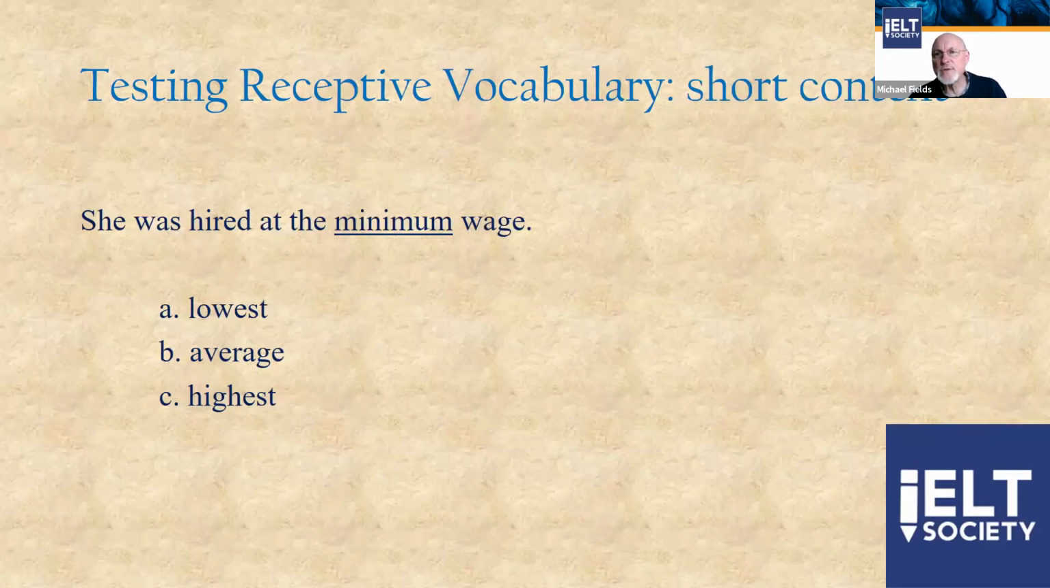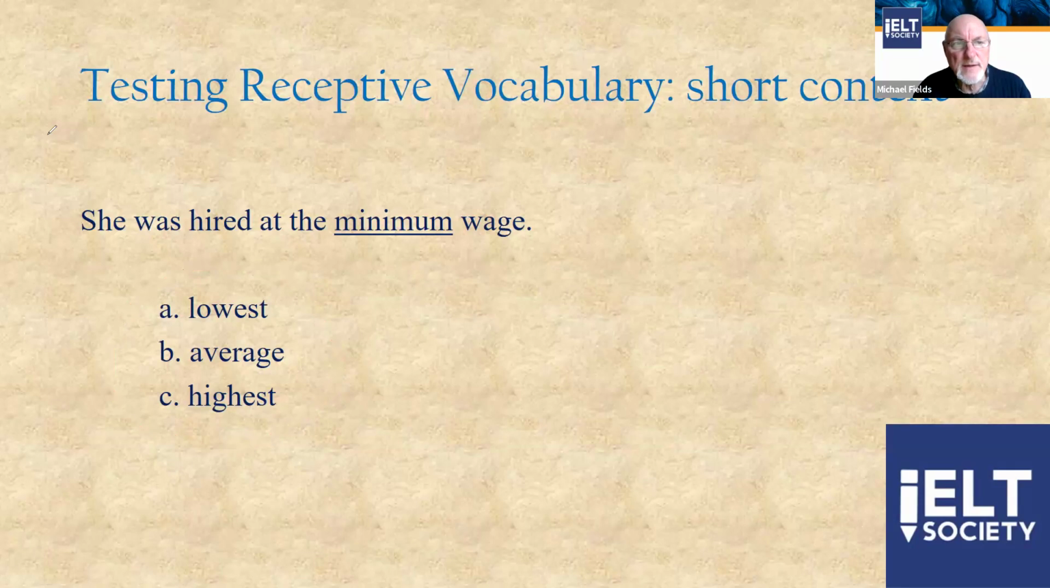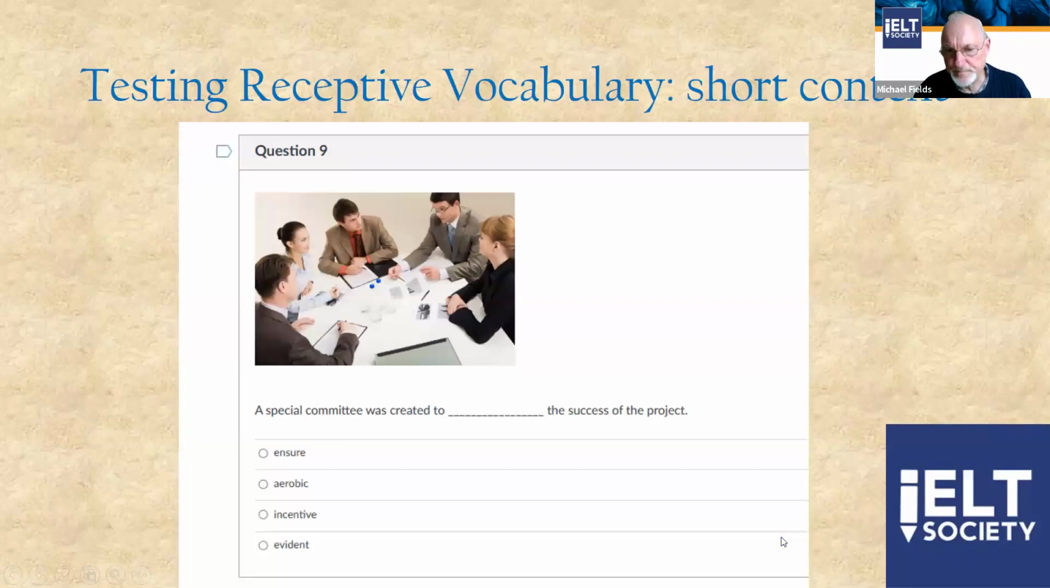We may also want to use a very short context. So she was hired at the minimum wage. We have a very short context. We're given the word that we're testing in the stem, and the options ask you for the definition. So it's very similar to the last one, except now we have a little context. So again, the item is given in the stem. The options are the definitions.